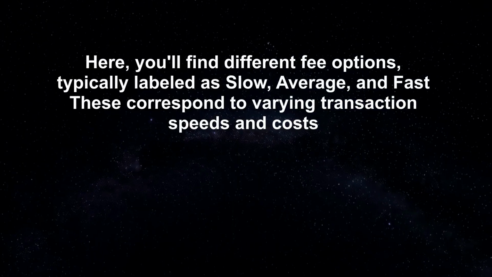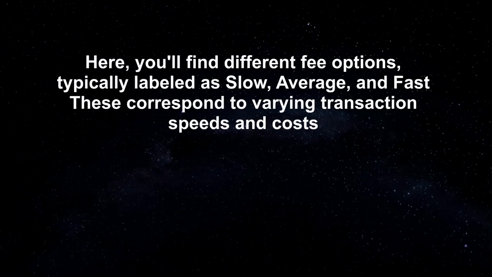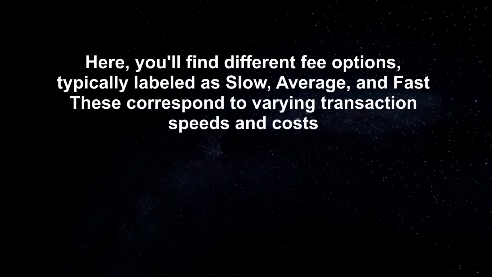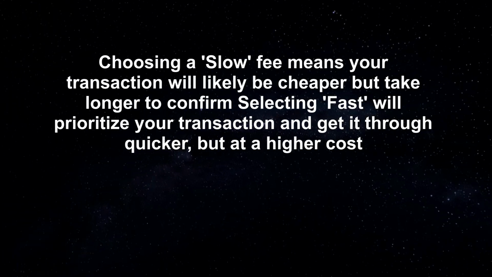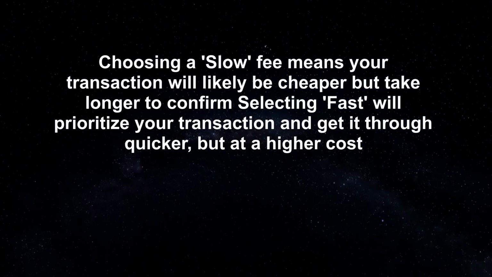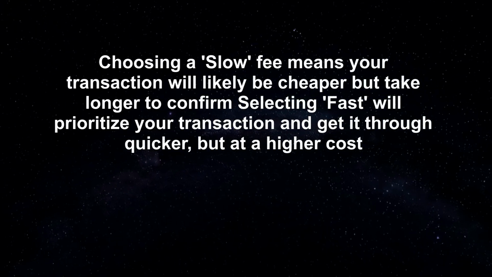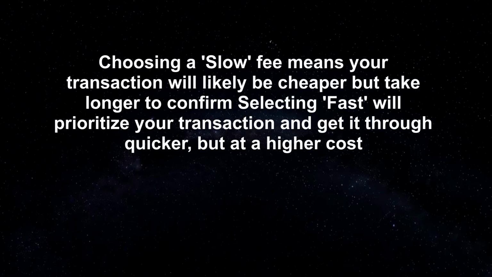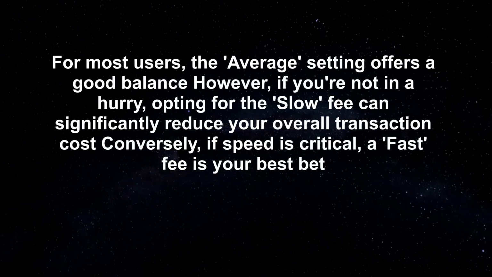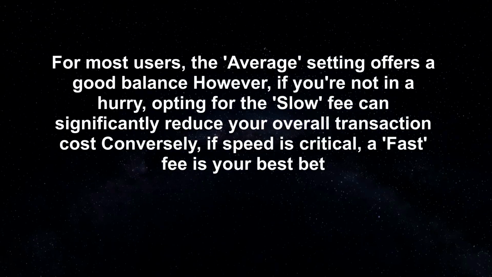Typically labeled as slow, average, and fast, these correspond to varying transaction speeds and costs. Choosing a slow fee means your transaction will likely be cheaper, but take longer to confirm. Selecting fast will prioritize your transaction and get it through quicker, but at a higher cost. For most users, the average setting offers a good balance, however.